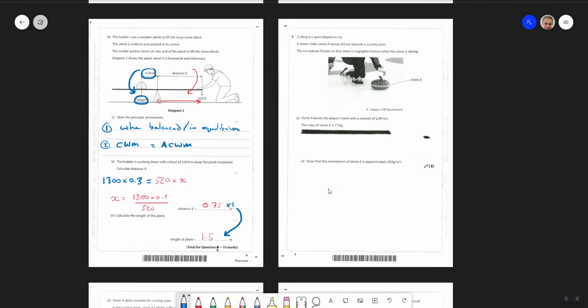Show that momentum of the stone is approximately 50 kilogram meters per second. So the first thing is that you're selecting momentum equals mass times velocity. And so what we are doing here is mass of 17 times 2.9, and we get 49.3, which is approximately equal to 50 kilogram meters per second. Cool.